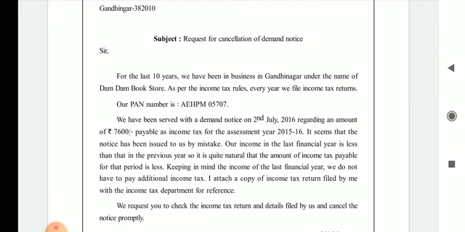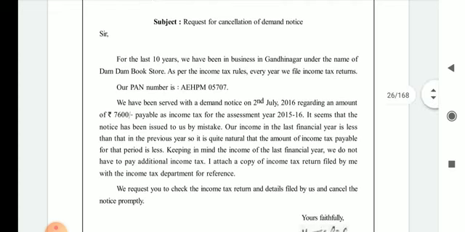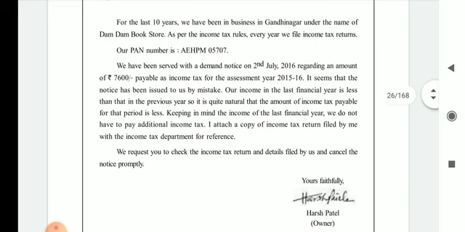So they mentioned that they received the demand notice of rupees 7600 as payable income tax for the assessment year 2015-16. It seems that the notice has been issued to us by mistake. Here, the owner of the Dum Dum bookstore mentions that they feel the notice served to the Dum Dum bookstore is by mistake.